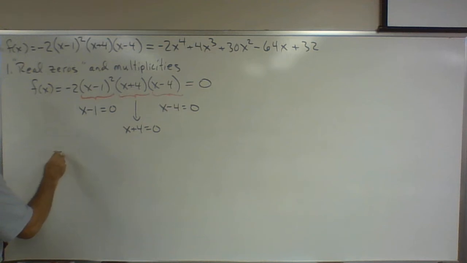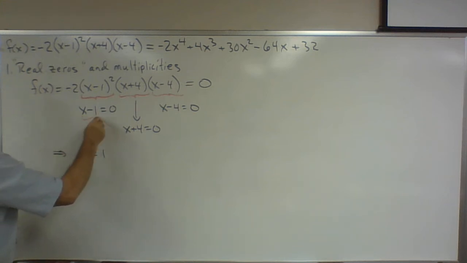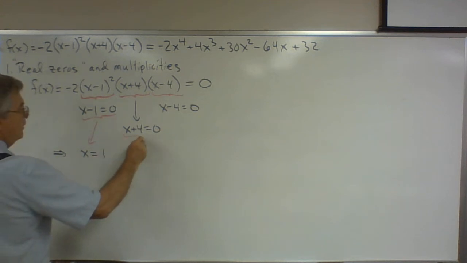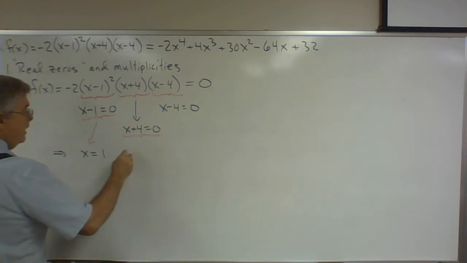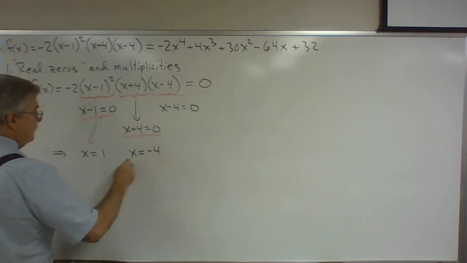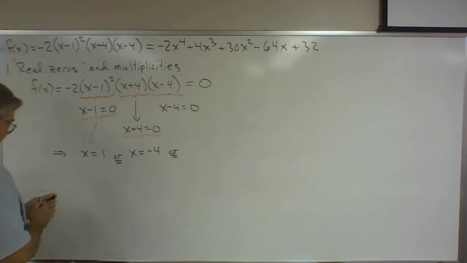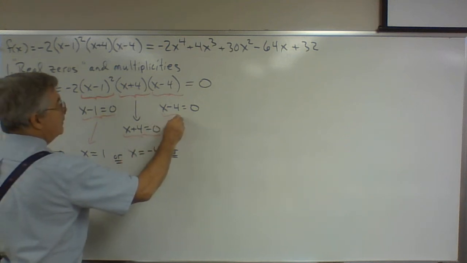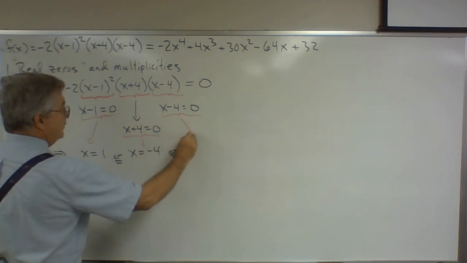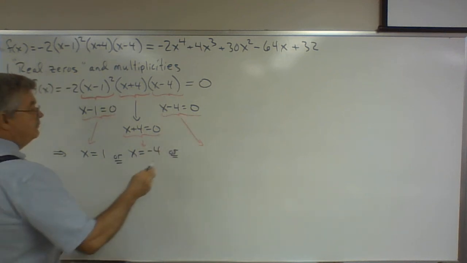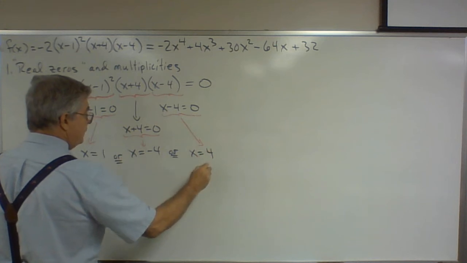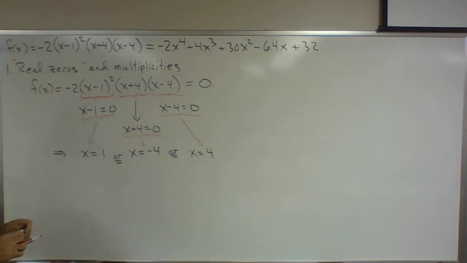And this tells us x equals 1. Or x equals negative 4. Or it tells us that x equals plus 4. Those are our real zeros.